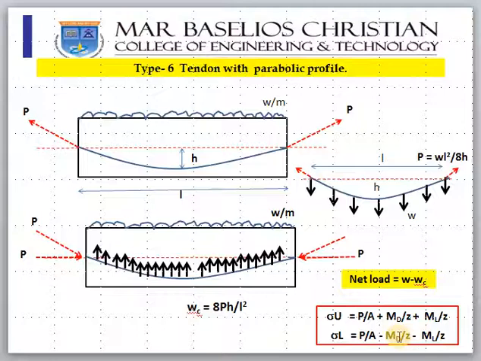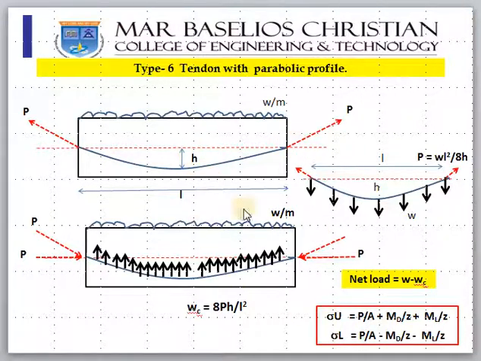This WD we can find out because it is self-weight. Assume that W is the live load, and MD we can find out: first you find WD, and then WD L square by 8. Now one thing you should note here: the tendon is passing through the CG, the neutral axis, so there is no eccentricity. So the PE by Z term will not come.